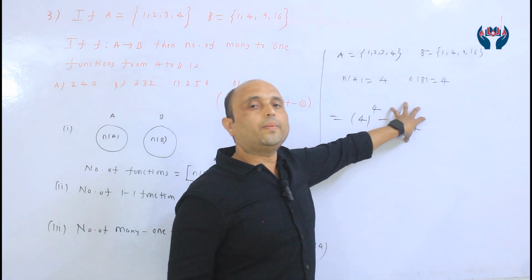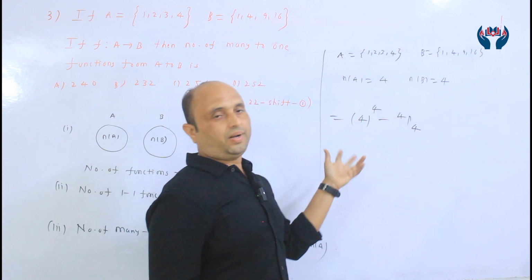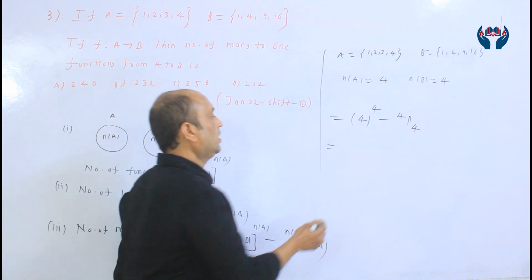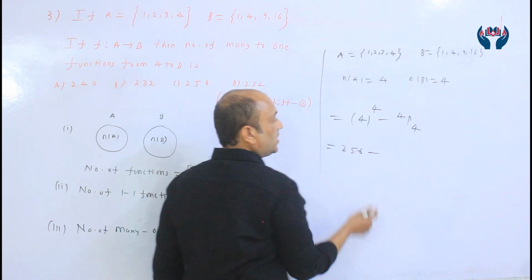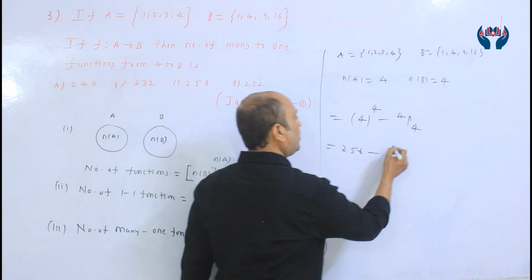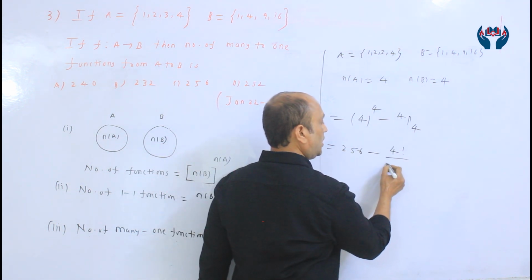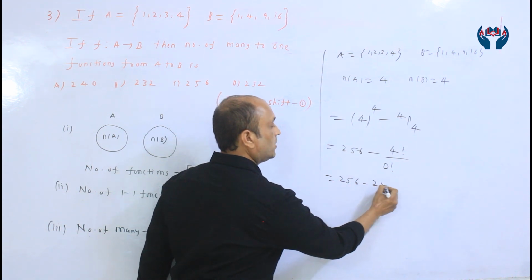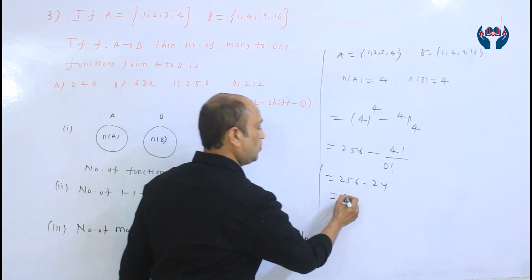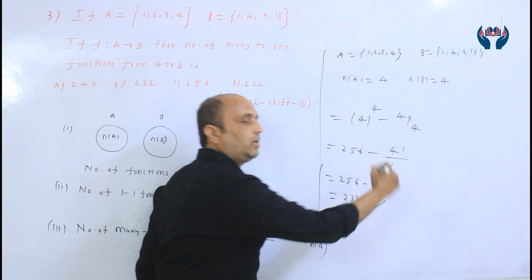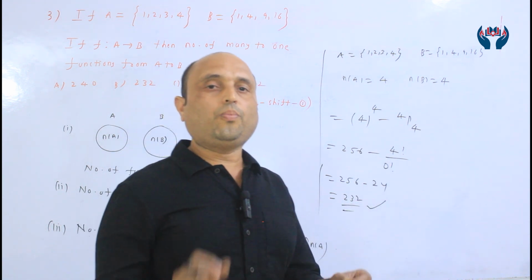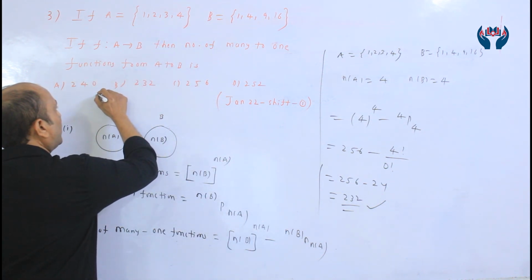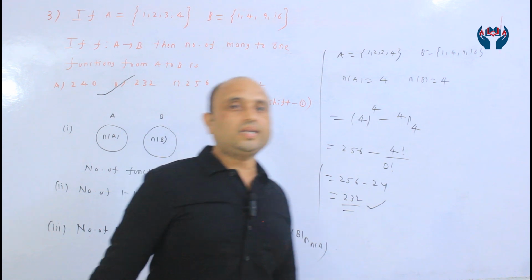Here we want to find the many-to-one functions from the total number of functions, so just remove the one-one functions. 4 to the power of 4 is 256, minus 4P4. 4P4 is 4 factorial by 0 factorial, that is 24. So we get 256 minus 24, that is 232. So the number of many-to-one functions from a to b is 232. Our required option is the second option.